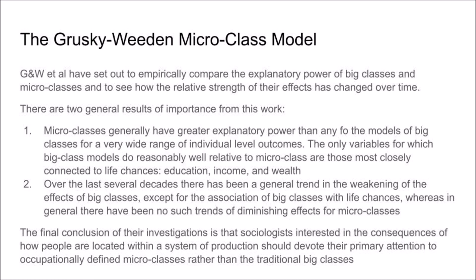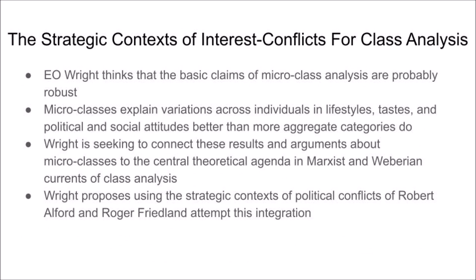Fun. Bob, do you want to take this slide? Yes, I would love to. All right. So Wright thinks that the basic claims of microclass analysis are probably robust empirically. Microclasses seem to explain variations across individuals in lifestyles, tastes, and political and social attitudes better than more aggregate categories, these big classes, do. So Wright is seeking to connect these results and arguments about microclasses to the central theoretical agenda in Marxist and Weberian currents of class analysis. And Wright proposes using the strategic context of political conflicts of Robert Alford and Roger Friedland to attempt this integration.